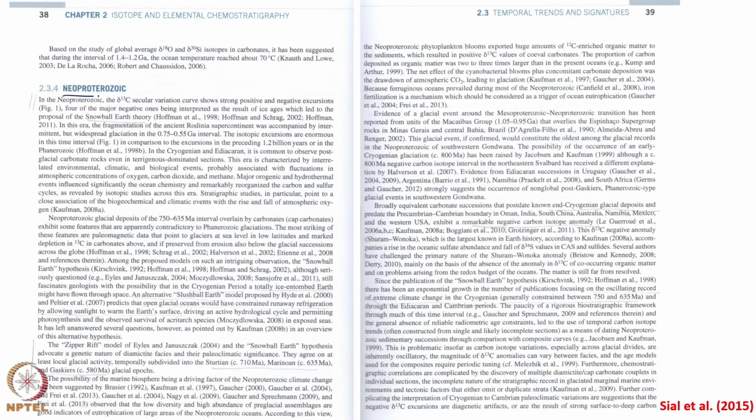Let us look at the Neoproterozoic. In the Neoproterozoic, the delta 13C secular variation curve shows strong positive and negative excursions. Delta 13C seems to be very sensitive, and it shows both positive and negative excursions. Within the Neoproterozoic, the Cryogenian time, between 750 and 635 million years, is a time of extreme climate changes. Remember that the Cryogenian is a part of the Neoproterozoic, where the extreme climate changes have been worked out.